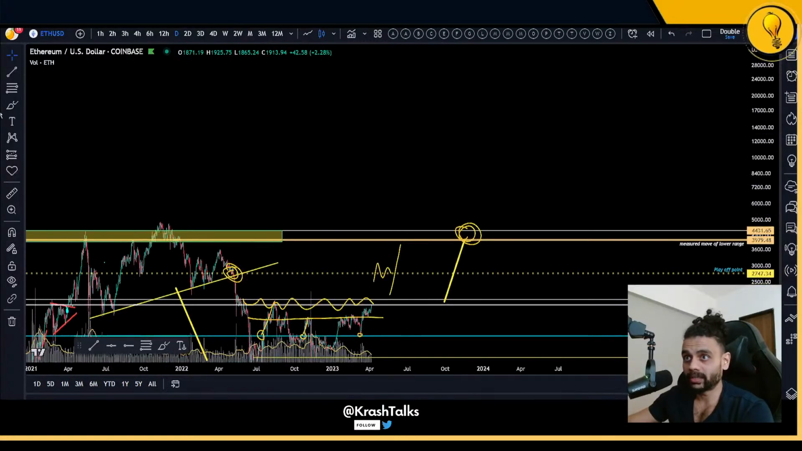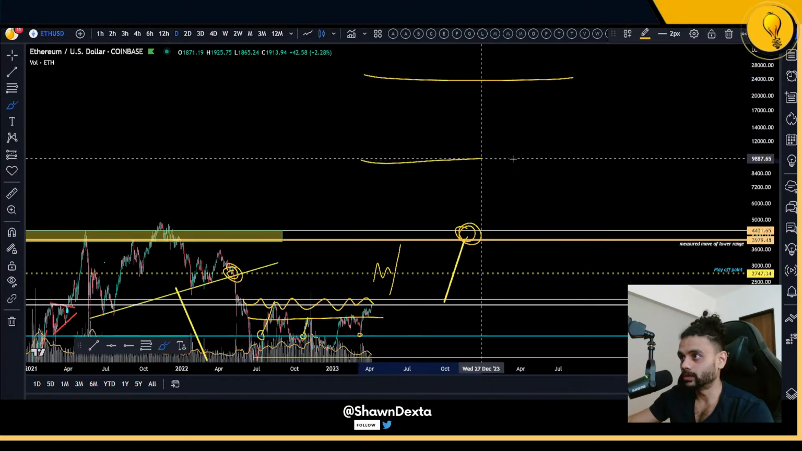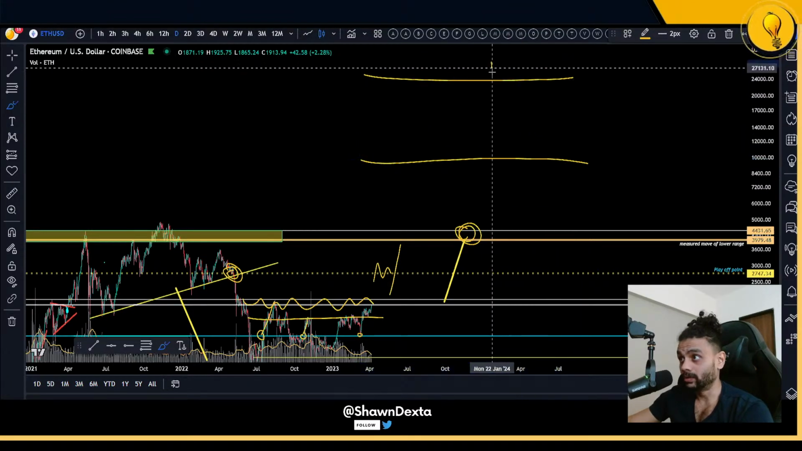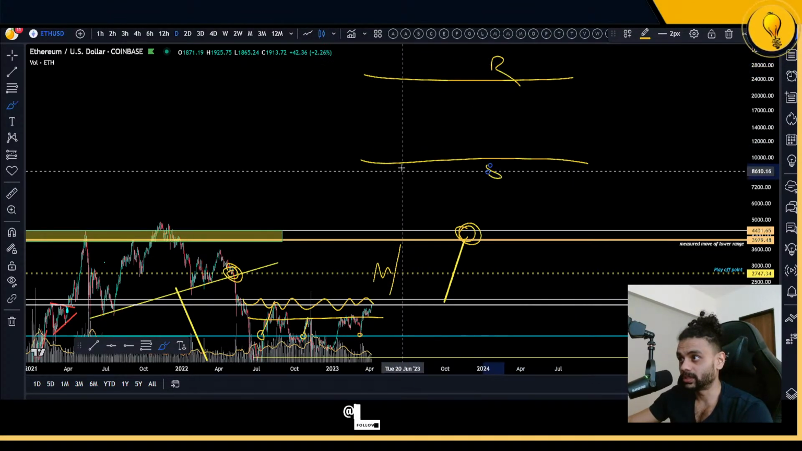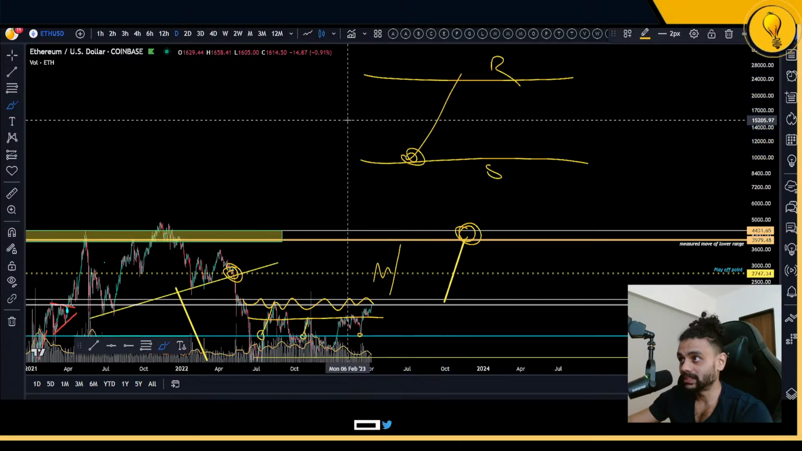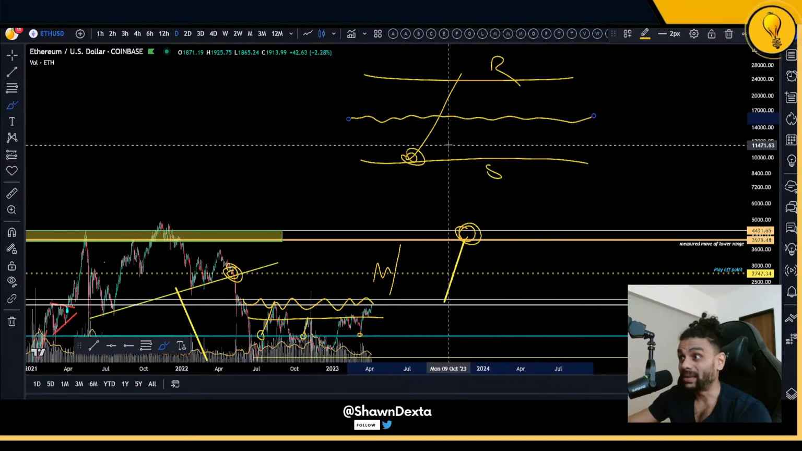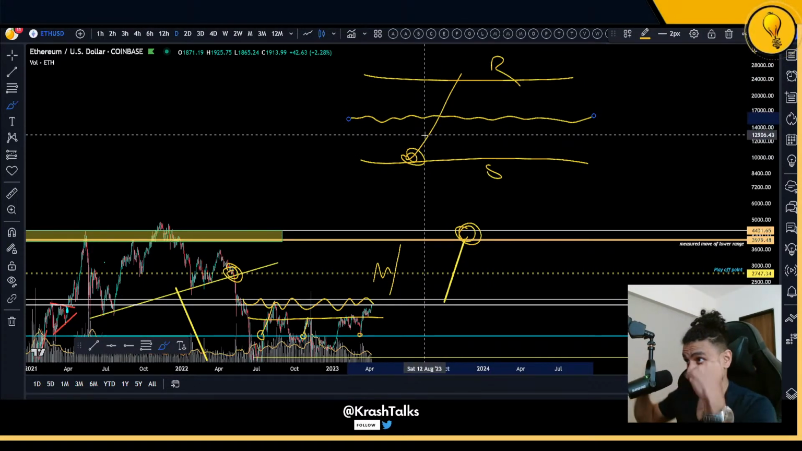So if you think about it, right? Let's go ahead and draw something out here. You have your zones. You have your resistance and you have your support. Ethereum plays perfectly between these levels, in that we also have a key midpoint that is respected. But between those moves, there's a lot of chaos.